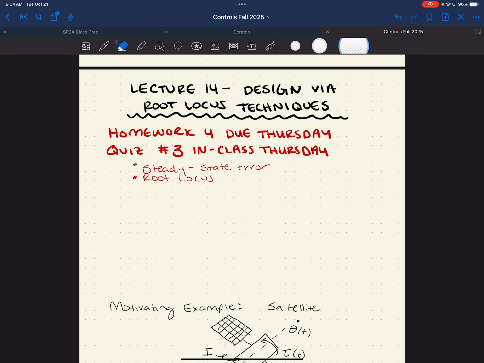So we talked about the set of rules that we follow that help us figure out where the open loop poles and zeros go, where the branches go, and how those branches behave as k goes to infinity. And today we are going to talk about how to use the root locus as a design tool for figuring out what our controller should look like so that we have a particular behavior of our system that is desirable.